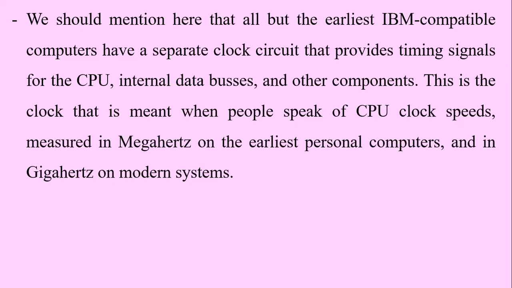We should mention here that all but the earliest IBM compatible computers have a separate clock circuit that provides timing signals for the CPU, internal data buses, and other components. This is the clock that is meant when people speak of megahertz on the earliest personal computers and gigahertz on modern systems.